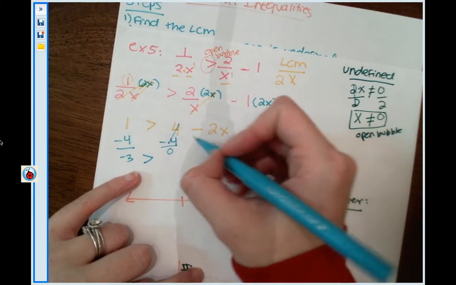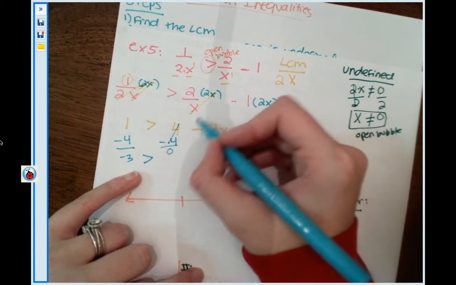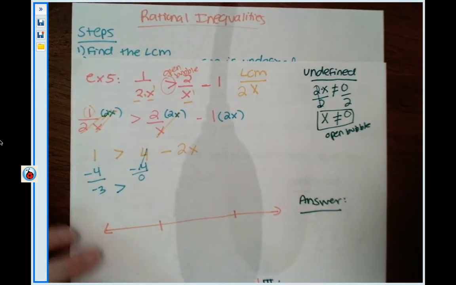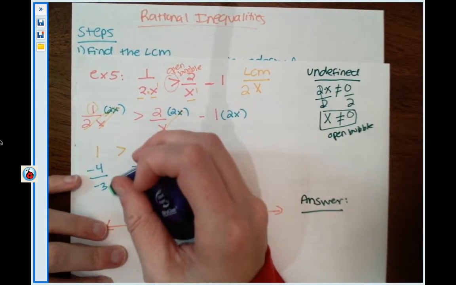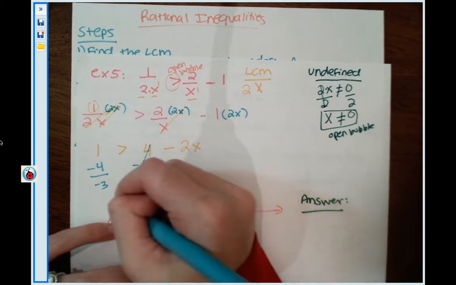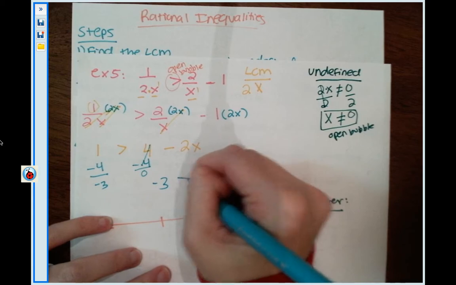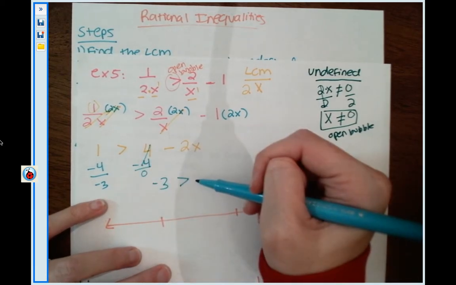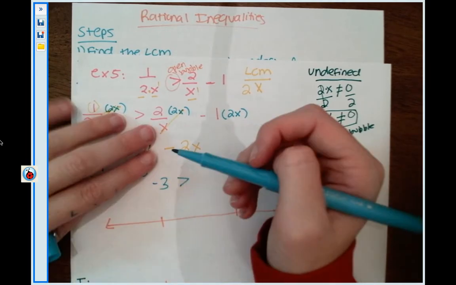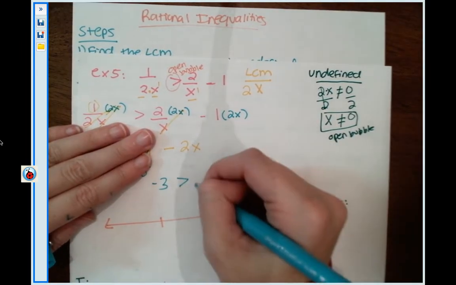So we have negative 3 is greater than this whole thing right here, which is a negative 2x, which I'm actually going to write like this. I don't really like to write it like that, so I like to write it as something separate. So we get negative 3. I'm going to write it over here. Negative 3 is greater than, 4 minus 4 cancels and turns to 0. So that leaves me with my negative 2x.